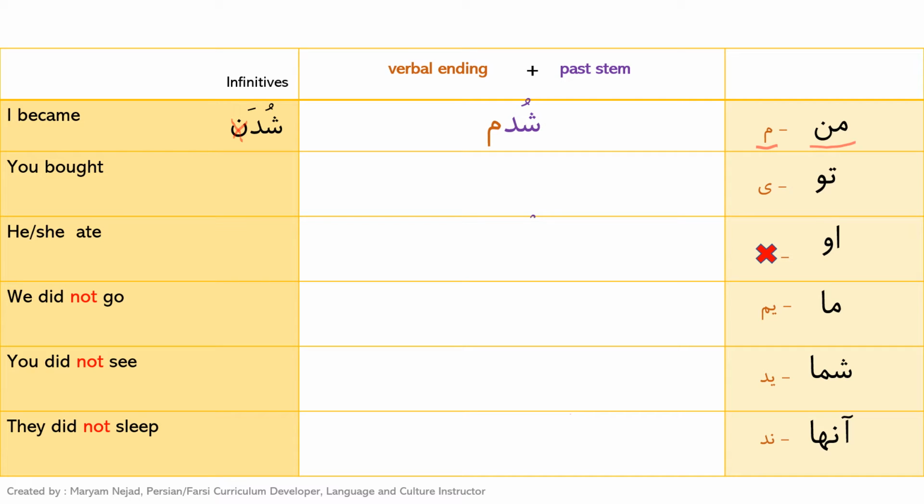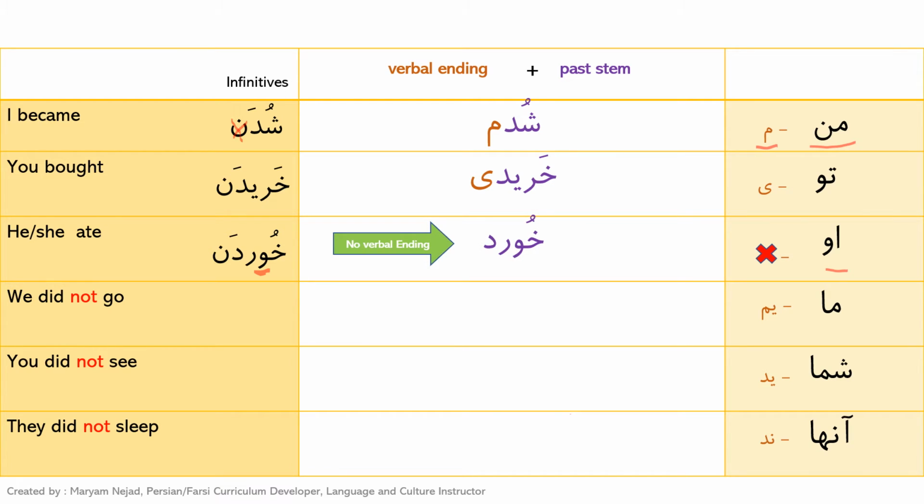Next one, you bought. So to buy is خریدن. And now the subject is تو, خریدی. Next one, he or she ate. To eat is خوردن. So this letter و here is silent. So it's خوردن, not خووردن. So the subject is او. So او خورد. No verbal ending here. Next one, we did not go. So to go is رفتن, but it's also negative here, so we need to negate it. So the subject is ما, نرفتیم. So we attach na to the past tense.